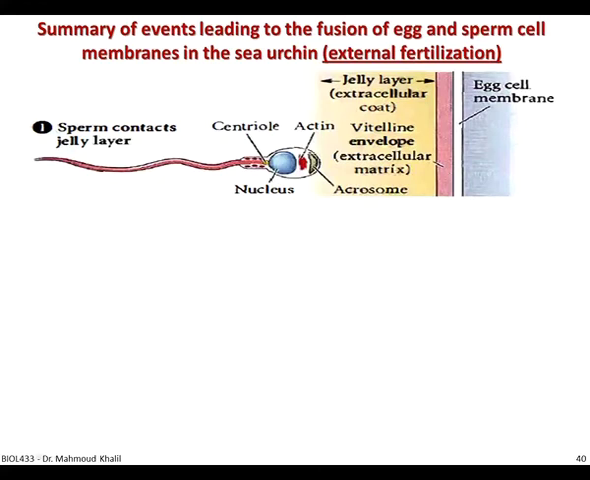So let's see here a summary of the events that lead eventually to the fusion of the egg and sperm membrane in sea urchin. We are taking sea urchin as an example of external fertilization. What's the meaning of external fertilization?